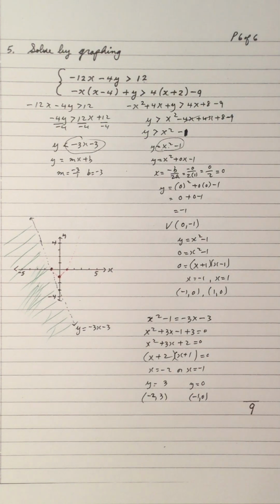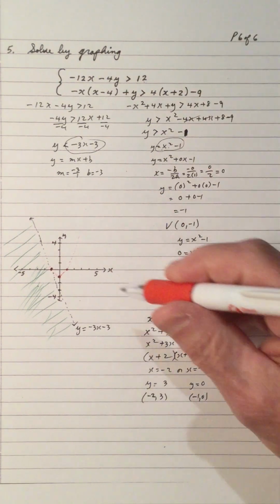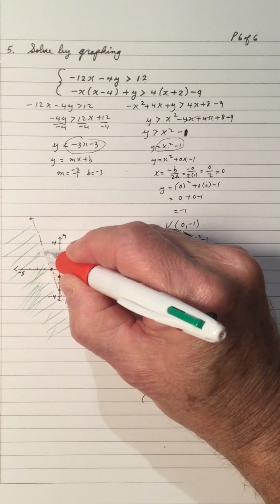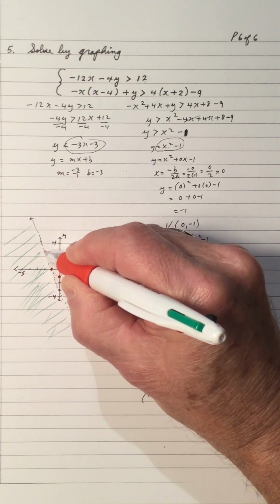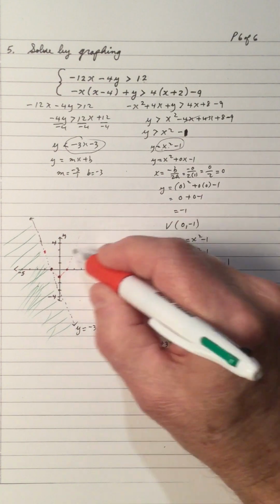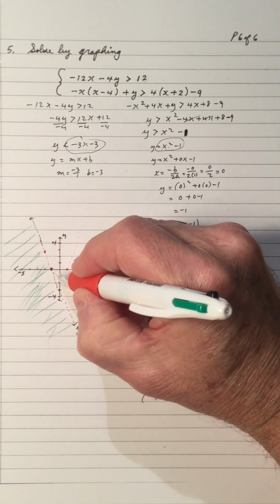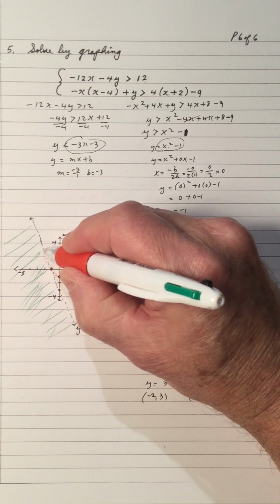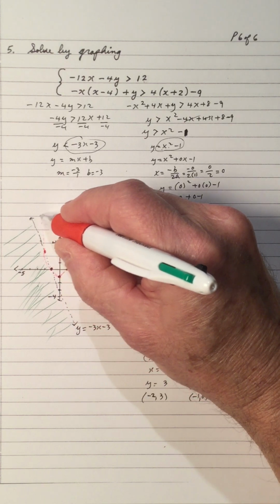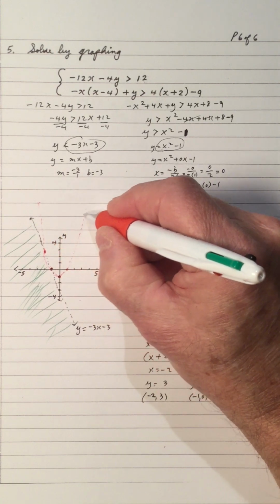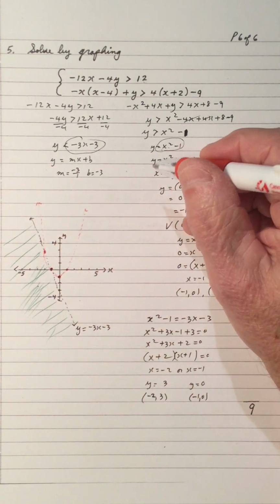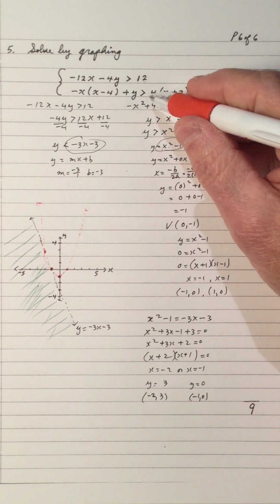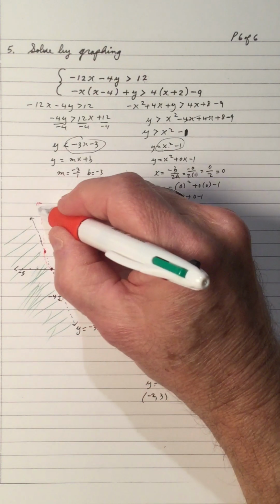So these are the 2 points that the parabola and the line intersect. We got one of them. And the other one is negative 2, 3. Right here. So the parabola goes up this way, and goes on like that. The boundary line is, the equation says greater than, so the boundary line is broken, not solid.